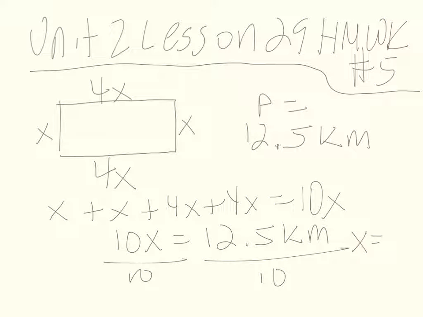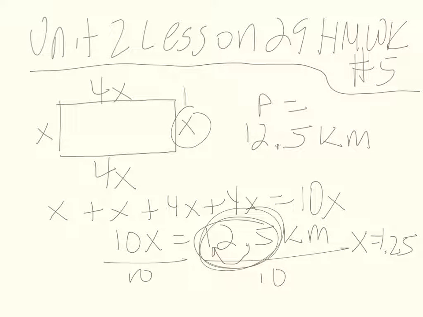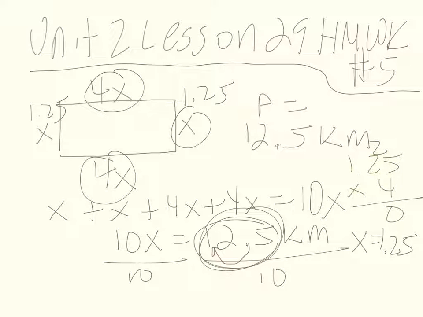well, dividing this number right here by 10 just means moving the decimal point 1 place to the left. I get 1.25. And that's what this is equal to right here. This number right here is 1.25. That means this number right here is 1.25. Now, how do I figure out the length? Well, I just take my 1.25 and do it times 4. So then I do 1.25 times 4. And when I do that multiplication, I get 5.